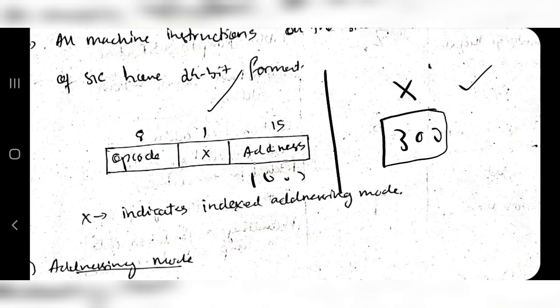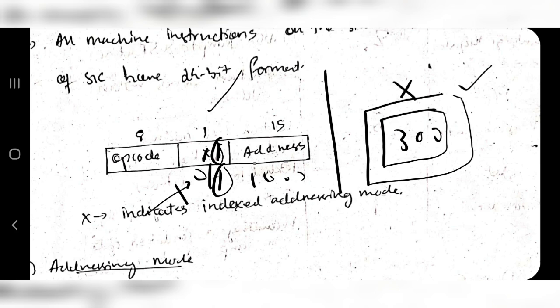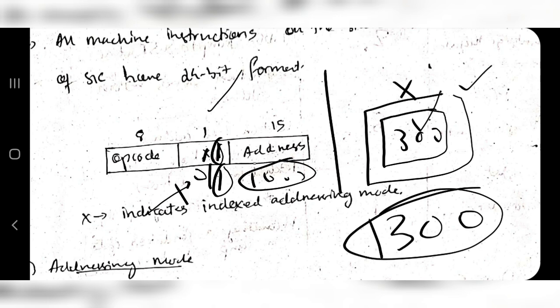So here I can have either 0 or 1. If I have 0 here, this will not be considered, and the final value will be 1000. What I mean is, if this value is 0, I'll not consider anything about X, and the final answer will be 1000, the final address where I am supposed to go. In the other case, if the X bit is 1, I should add what is present in the X register, in the separate part of the memory, which is 300, along with the address. So that is my final value, 1300.